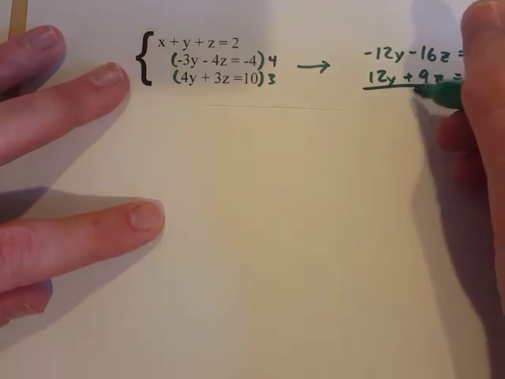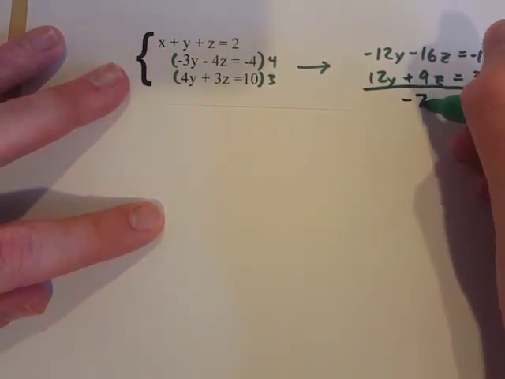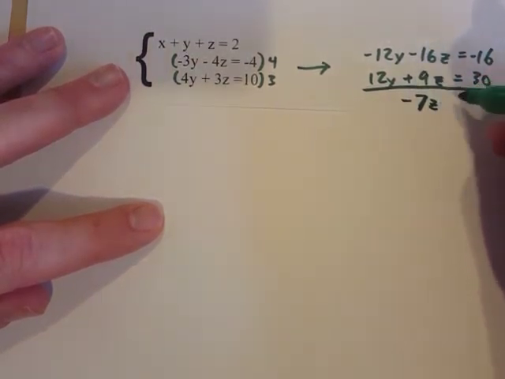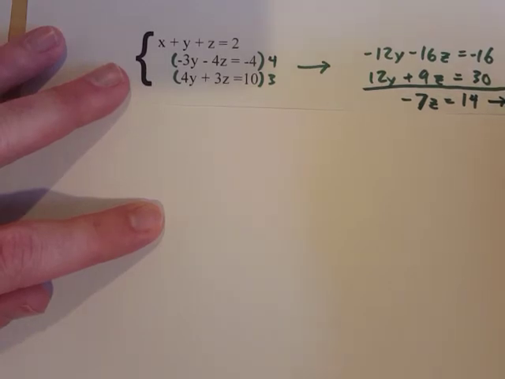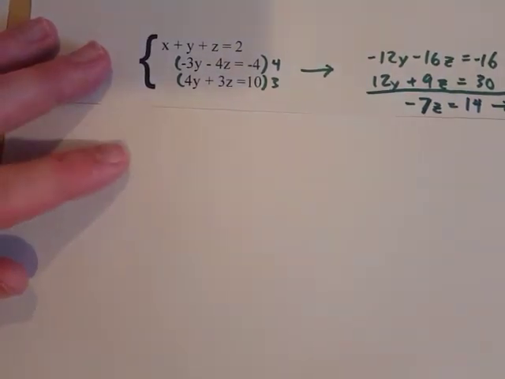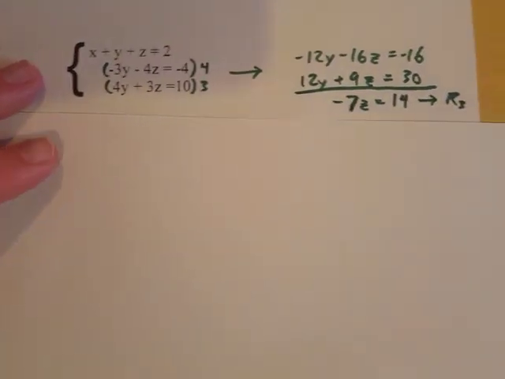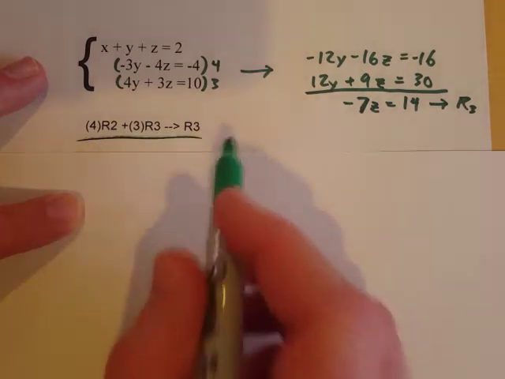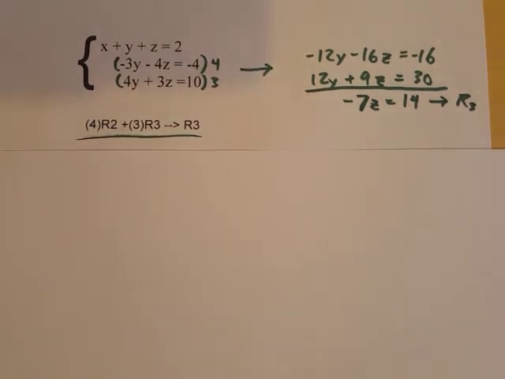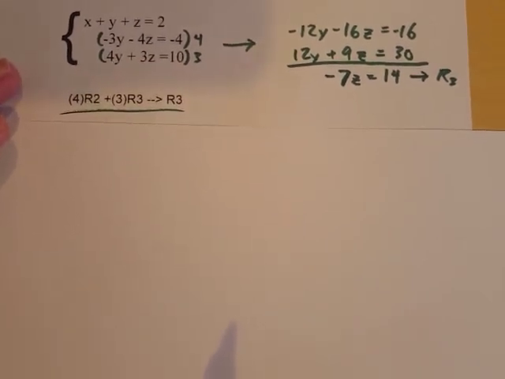The y's cancel. We get negative 7z equals 14. That is going to go in place of our row 3. So that's going to be our new row 3. If we're going to denote that, here is our row operation. We have 4R2 plus R3 is the new R3. So once we do that, we get down to this as our new system.